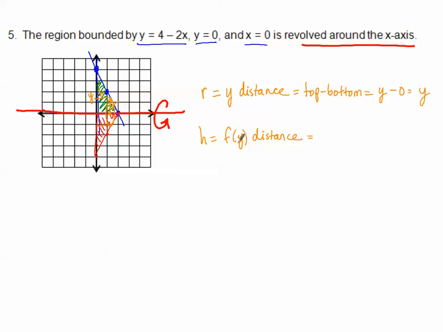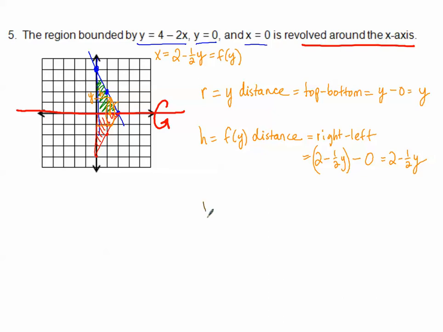F of y means we need to solve this so it's in terms of y. So we solve this, we get x equals 2 minus 1/2 y, and this is the function in terms of y, f of y. So f of y, the height, is sideways, so that is going to be right minus left. The right is that line which we solved in terms of y, 2 minus 1/2 y, and on the left, x equals 0. Or just 2 minus 1/2 y, because we don't need to subtract 0.